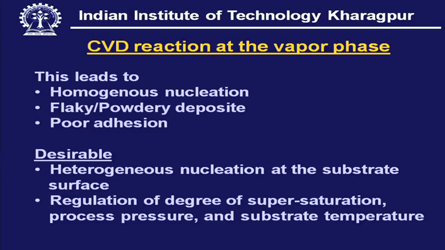Now, this is one of the reasons of poor adhesion: the vapor phase reaction. This is actually called homogeneous nucleation. That means, ideally a CVD reaction is expected to occur at the substrate surface, but because of some CVD conditions, that means the parametric conditions, it may so happen that all those reactants are forced to react in the gas phase, and there is a nucleation which may lead to formation of dust, powder and flaky material which may get deposited on the substrate surface. So, under that condition, we cannot expect a well adherent coating on the substrate.